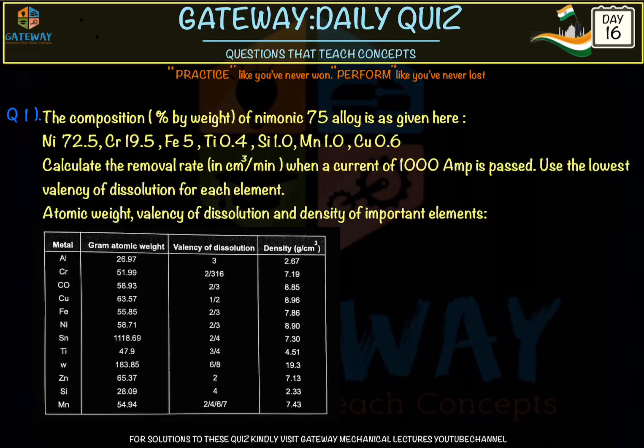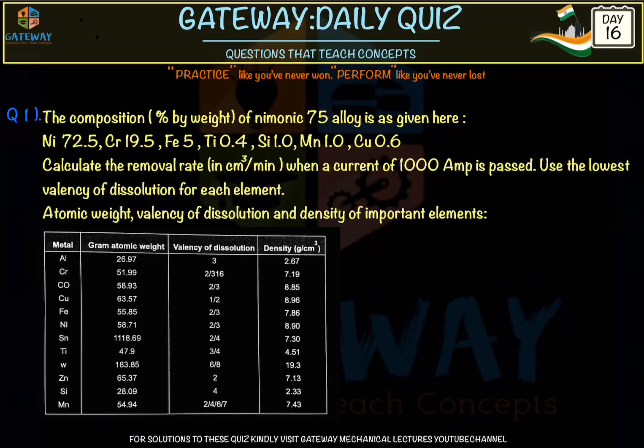The composition, that is percentage by weight, of the Monel 75 alloy is given. Nickel is used 72.5% by weight, chromium 19.5%, ferrous iron 5%, titanium 0.4%, silicon 1%, manganese 1%, and copper 0.6%.